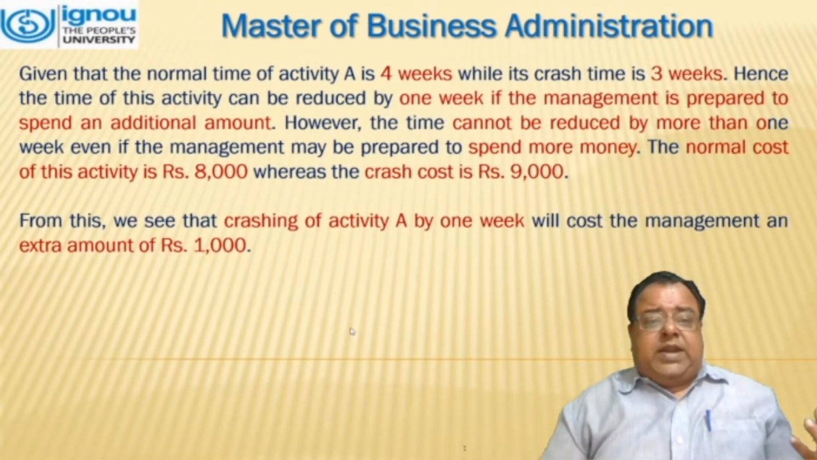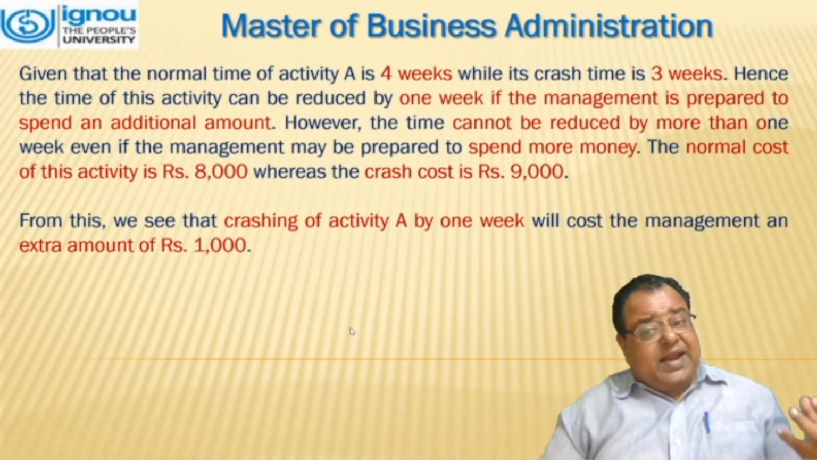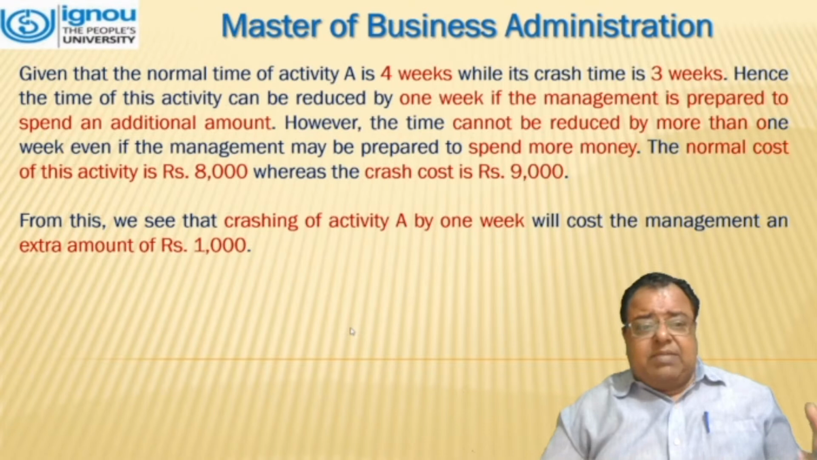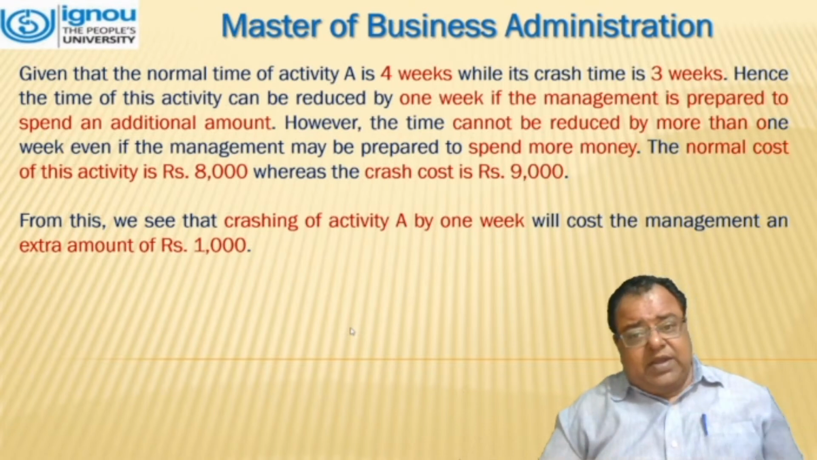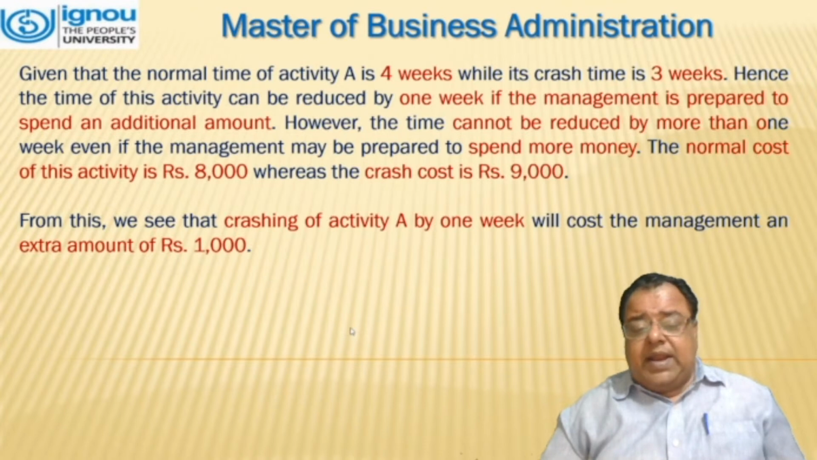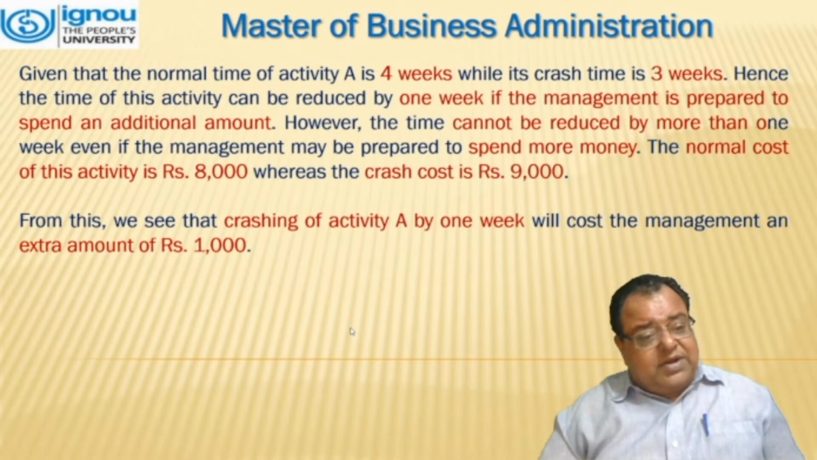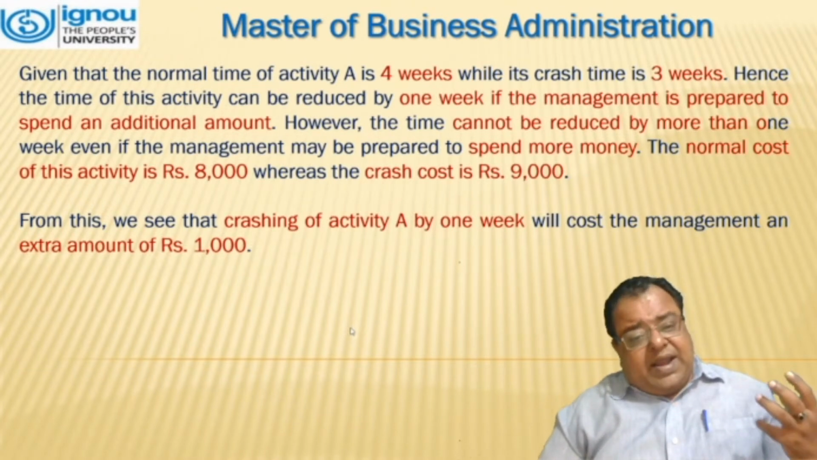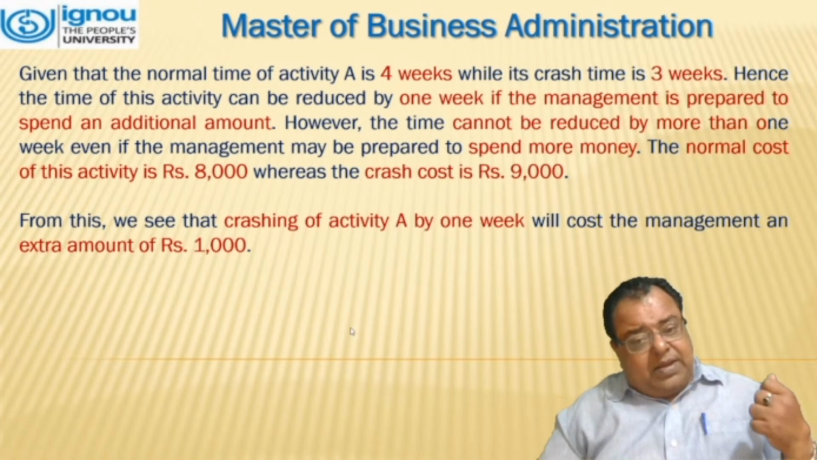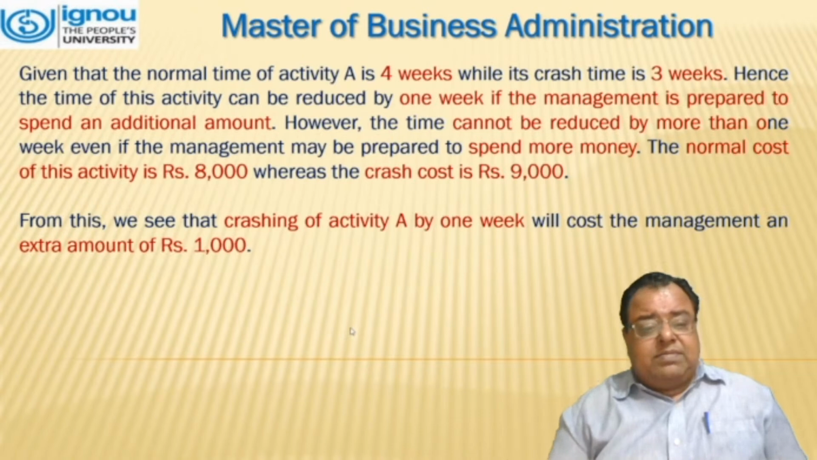Given that the normal time of activity A is 4 weeks, while its crash time is 3 weeks. Hence, the time of this activity can be reduced by 1 week if the management is prepared to spend additional money. However, the time cannot be reduced by more than 1 week, even if management is prepared to spend more money. The normal cost of this activity is 8,000, whereas the crash cost is 9,000. That means crashing activity A by 1 week will cost the management an extra amount of 1,000.